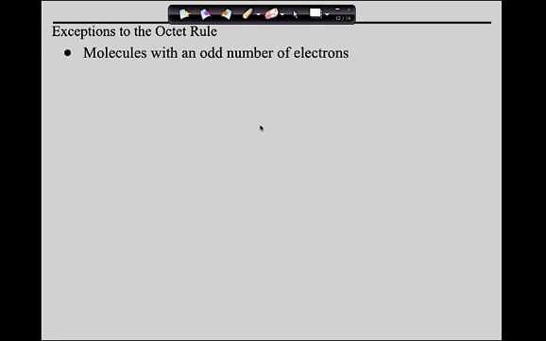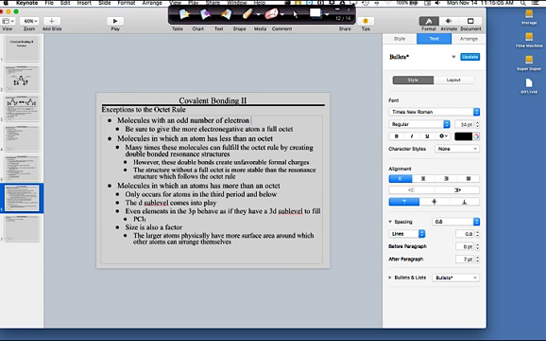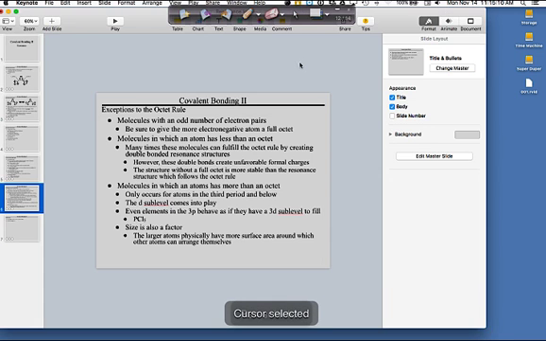What I should say is an odd number of electrons, not electron pairs. Let me fix that. Odd number of electrons, that's a better way to say it. Okay, so thought number one.